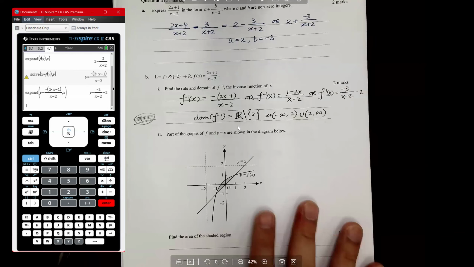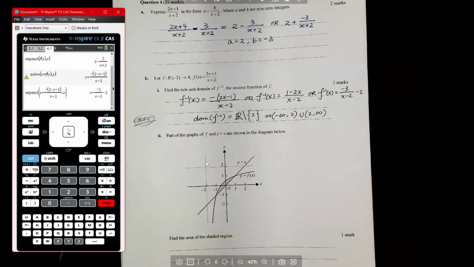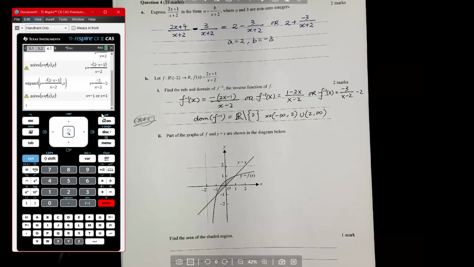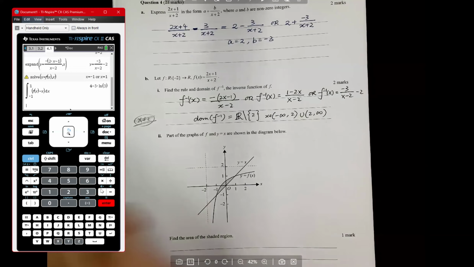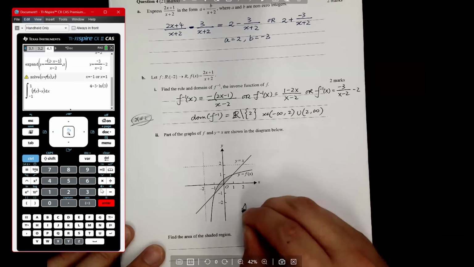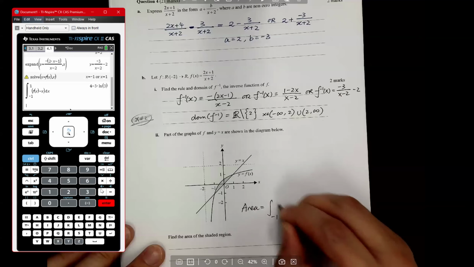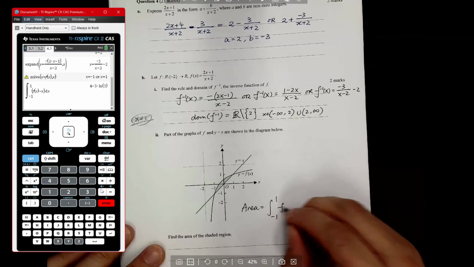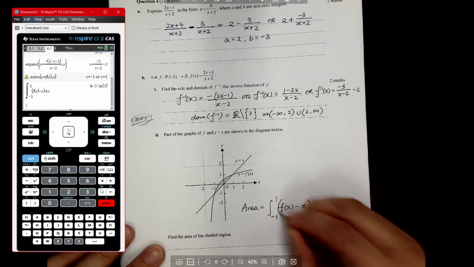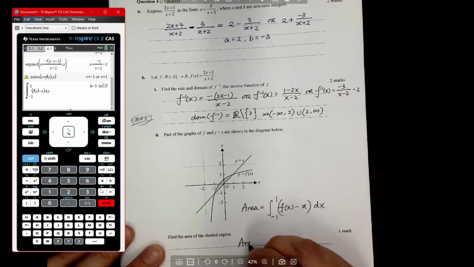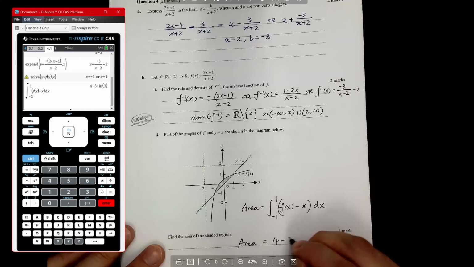Find the area of the shaded region. So if you solve x equals f of x, comma x, you get minus 1 to 1. And then you can just integrate from minus 1 to 1, f of x minus x dx. So that is the final answer, 4 minus 3 log 3, okay? So we say area equals the integral from minus 1 to 1 of f of x, take away x dx. So the area equals 4, take away 3 log_e 3, okay?